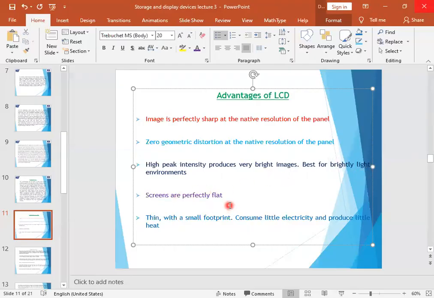Screens are perfectly flat and thin with a small footprint. So these screens are very thin, and the footprint is very small, so they require very little space, consume little electricity and produce little heat. Because of that, you can work for a longer time.